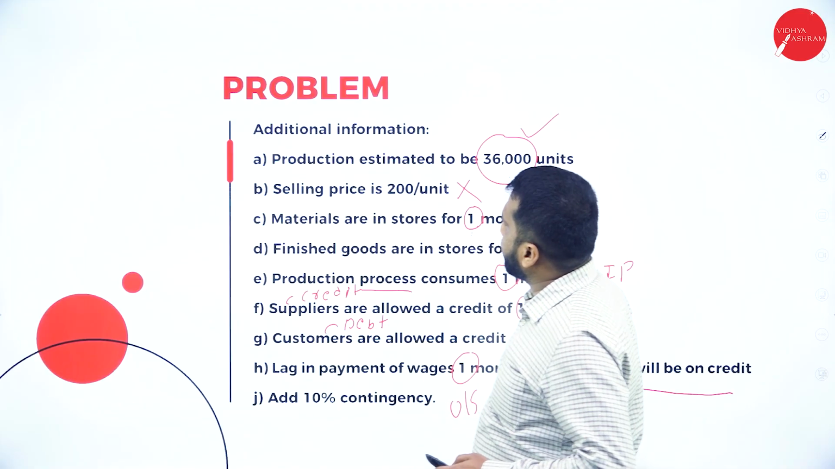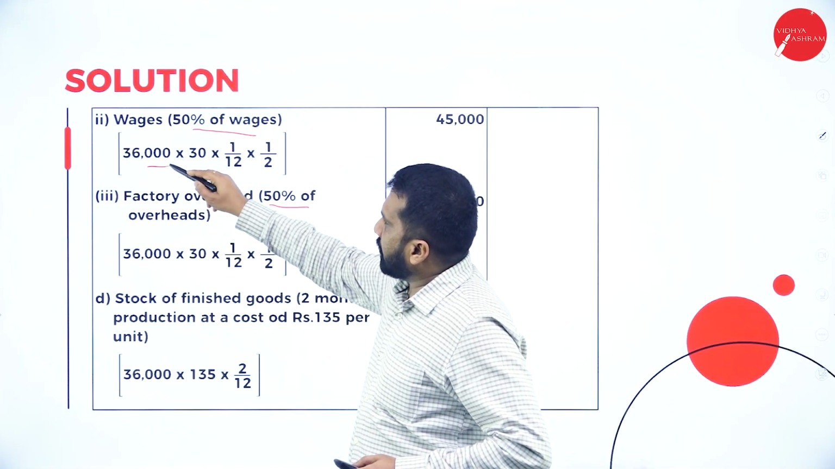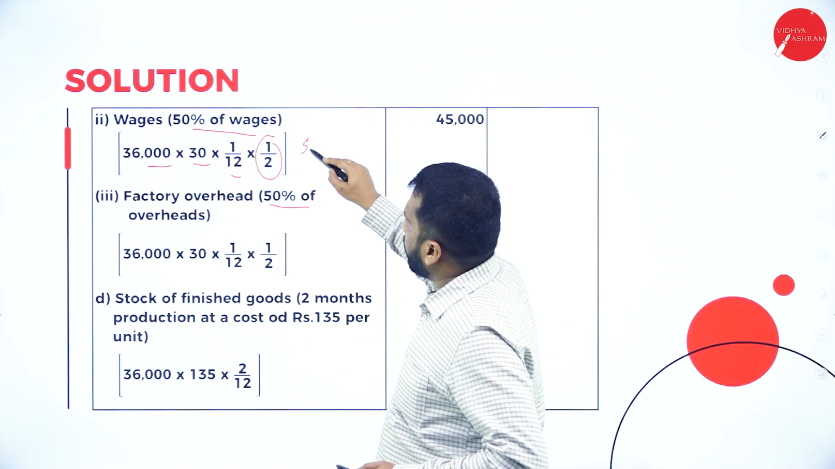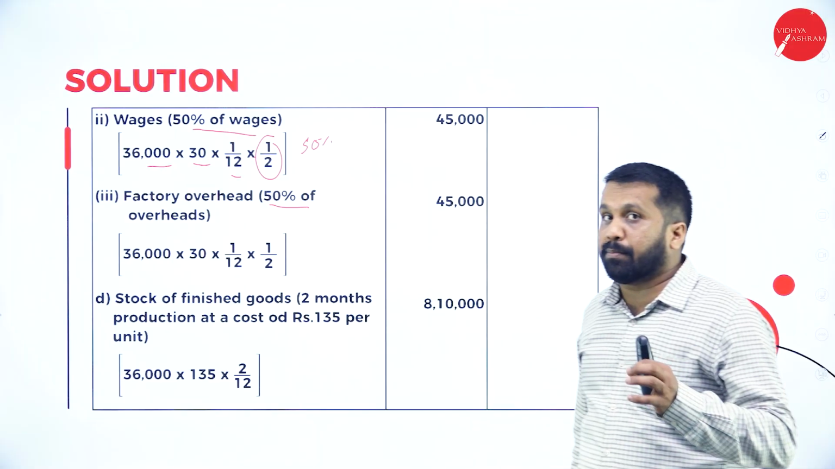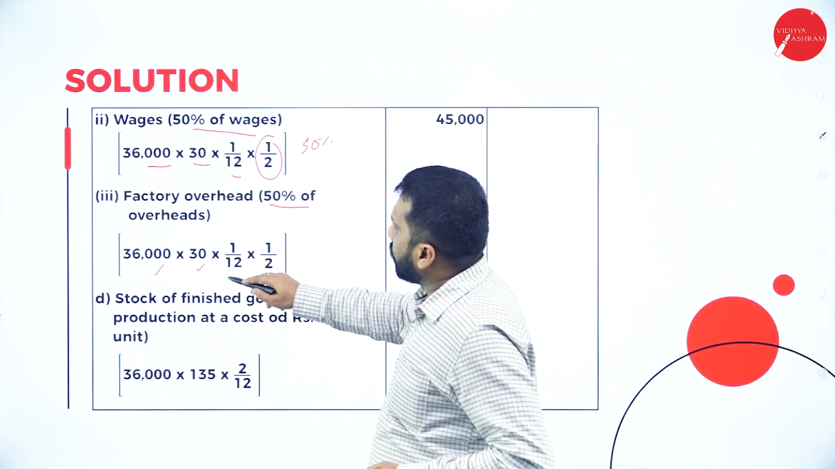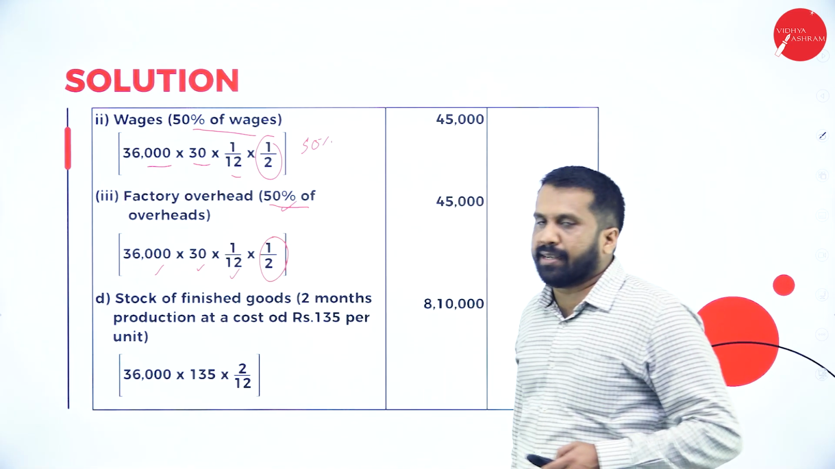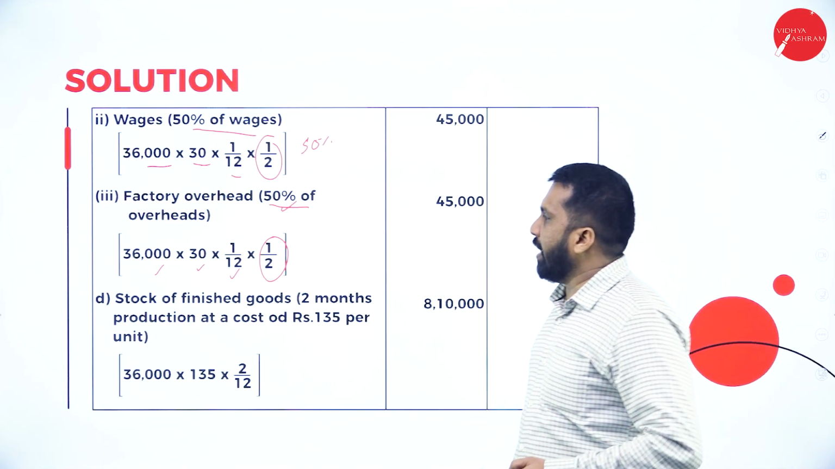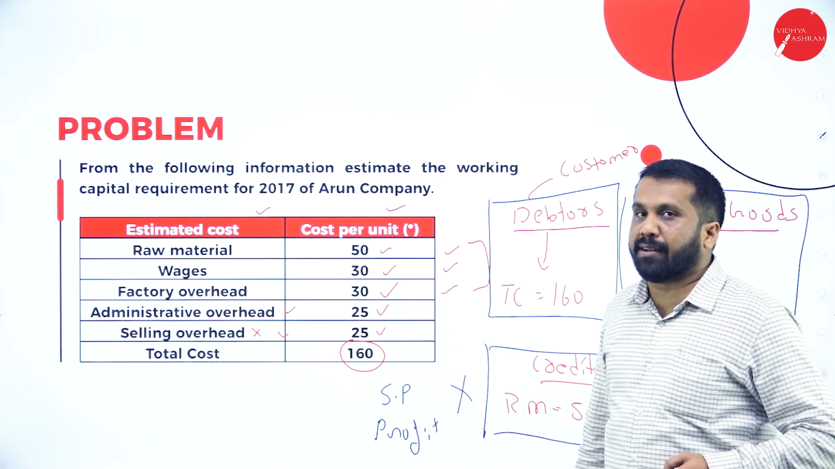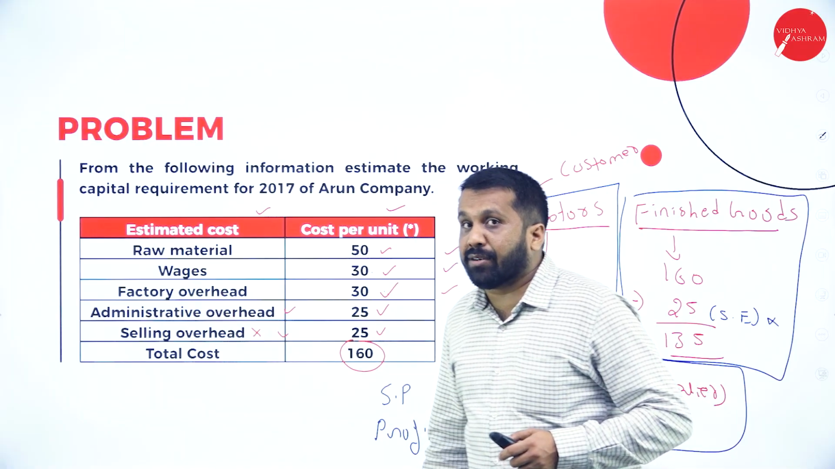What is the number of units? 36,000. What is the value of wages? 30. So 36,000 into 30 into 1 by 12 into half, since the 50% you can call 1 by 2. Similarly, overhead: 36,000 into 30 into 1 by 12 into half. This 50% we have taken. Hope you are clear. The price we have taken is 30, the overhead price. Don't calculate administration and selling overhead in the work in progress.